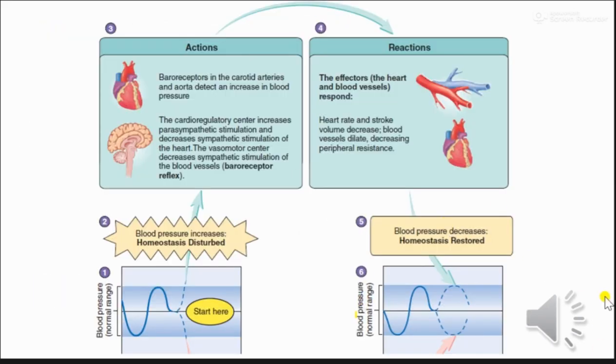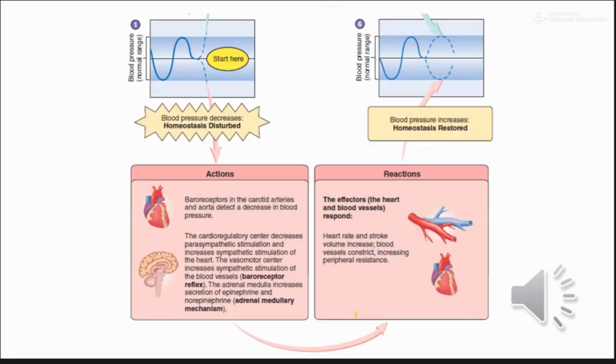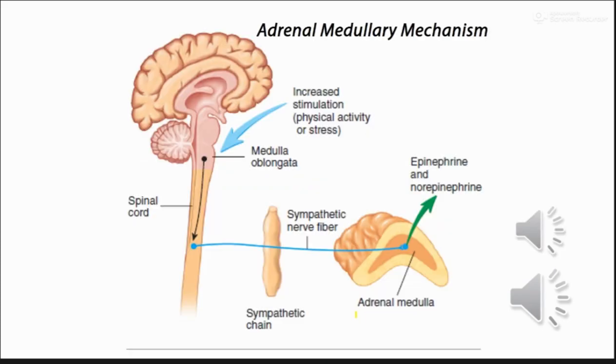Okay, so just review this diagram. I already said what will happen if there is increased blood pressure, and also here if there is decreased blood pressure. So know that if the heart rate and stroke volume increase, with constriction of blood vessels and increase of your peripheral resistance, it will all boil down to increased blood pressure. So let's go now to the adrenal medullary mechanism.